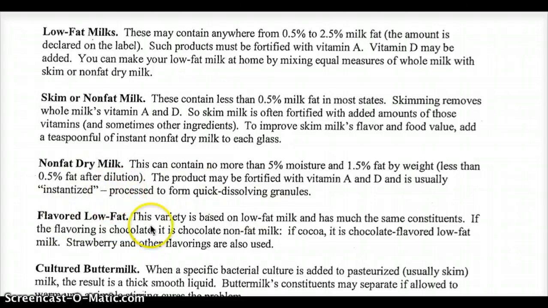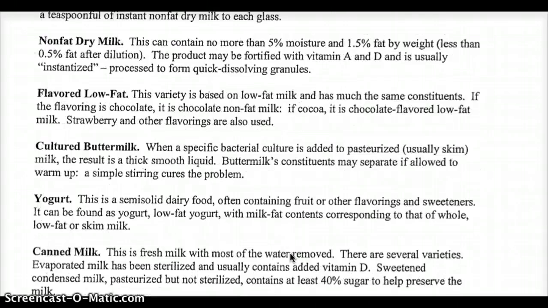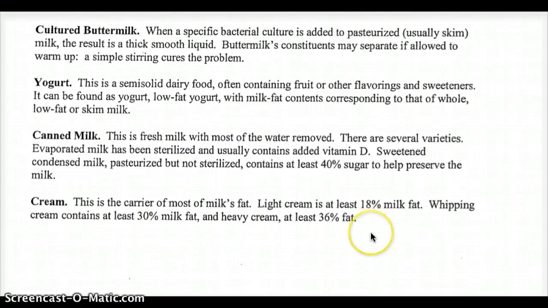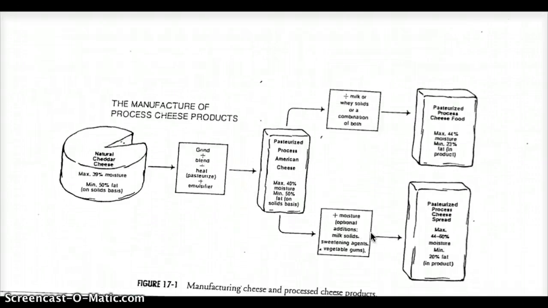Non-fat, flavored, low-fat: the variety is based on low-fat milk and the same constituents. Cultured buttermilk: bacterial culture is added to pasteurized, usually skim milk. Yogurt is a semi-solid dairy food. You've seen this everywhere. Greek yogurt has the highest protein content, you know that. Canned milk is fresh milk with most of the water removed, like condensed milk or evaporated milk. You know those. Cream is the carrier of most milk's fat: light cream, whipped cream, etc.